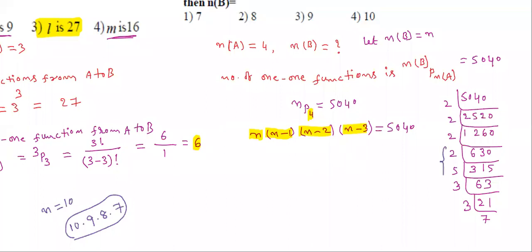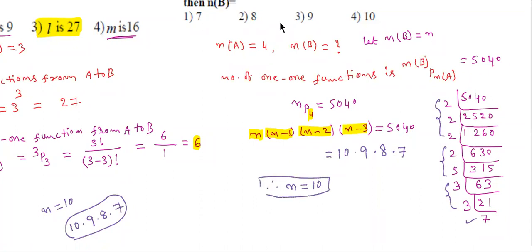See these two: 5 into 2, we can write 10. 3 into 3, 9. 2 into 2 into 2, this is 8. Next, here 7 extra, 7. We got 4 numbers now. 5040 means 10 into 9 into 8 into 7. Now comparing both, what is the n value? 10. If you take n equal to 10, you will get 10, 9, 8, 7 only.